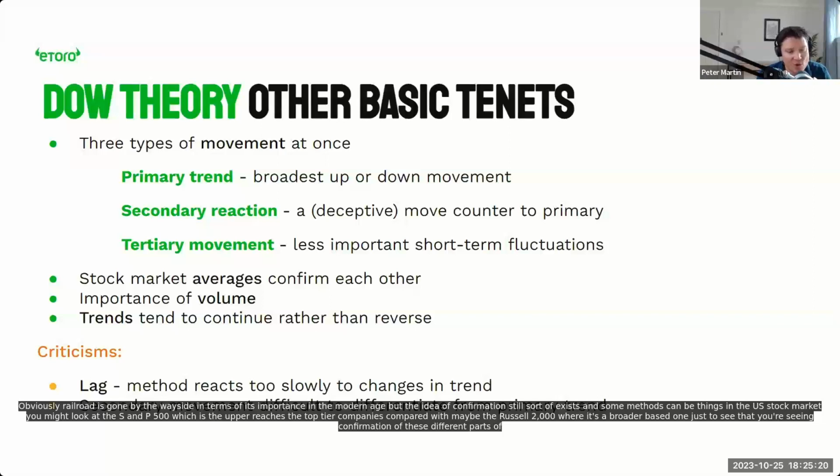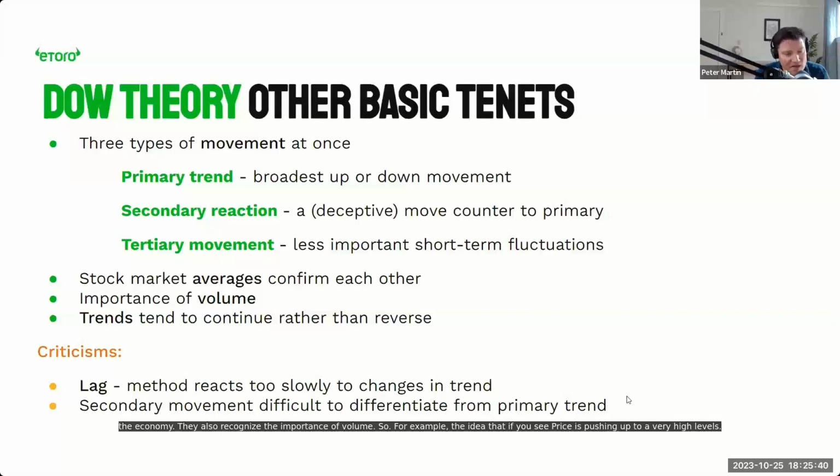But the idea of confirmation still sort of exists, and some methods can be used in the US stock market. You might look at the S&P 500, which is the upper reaches, the top tier companies, compared with maybe the Russell 2000, which is a broader based one, just to see that you're seeing confirmation of these different parts of the economy. They also recognize the importance of volume.